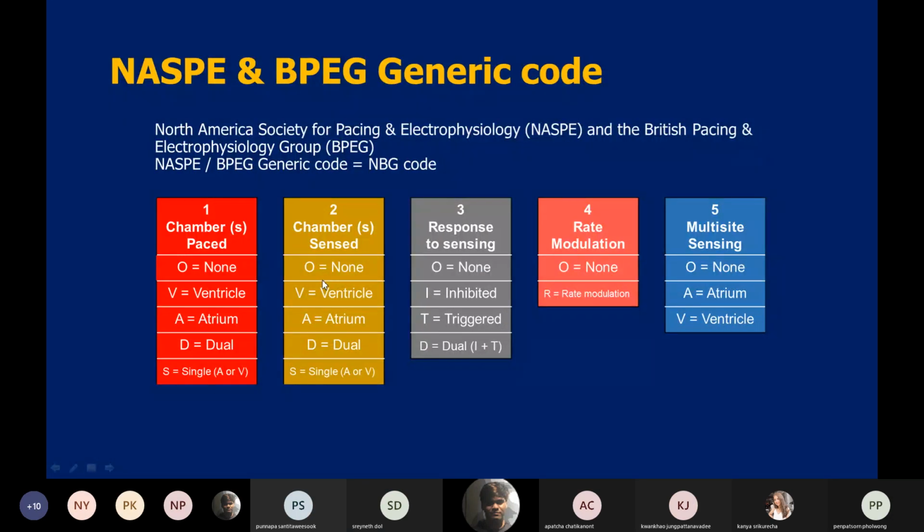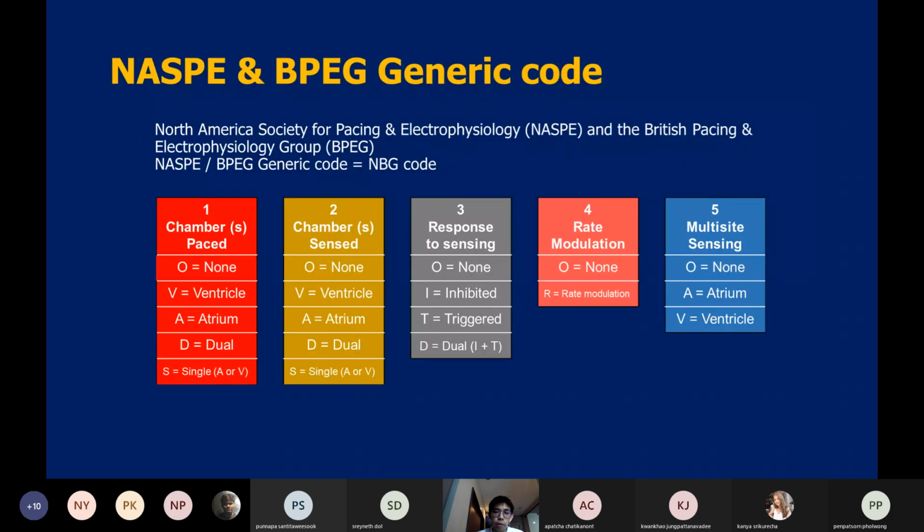Okay, I will explain the sensing again. Sensing is when the pacemaker sees the intrinsic rhythm. If there is an intrinsic rhythm and the pacemaker sees it or not, that is sensing. And the response to sensing is what the pacemaker does when it sees the rhythm.